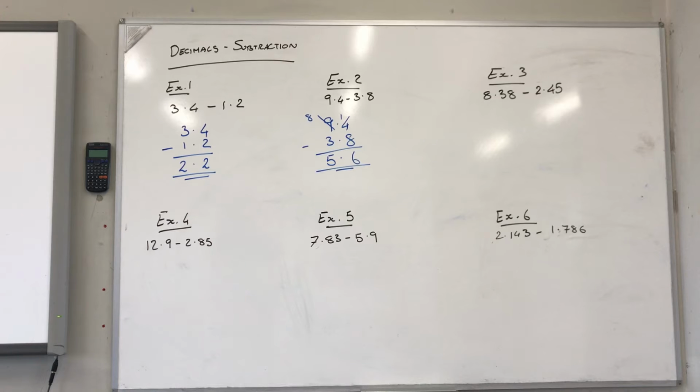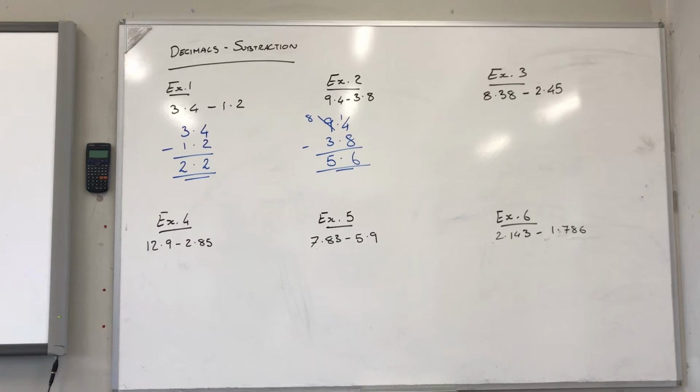So the first question, really straightforward. I just set it up and then I did the columns. So in the tenths column, we've got 4 minus 2, which is straightforward as 2. And we've got the decimal point, and we've got 3 minus 1 in the units, which gives us 2. Okay, so really straightforward.